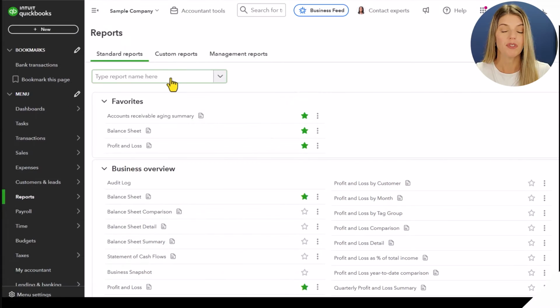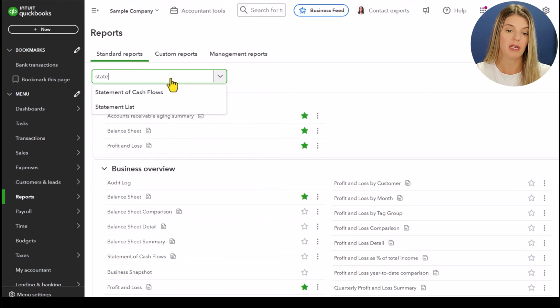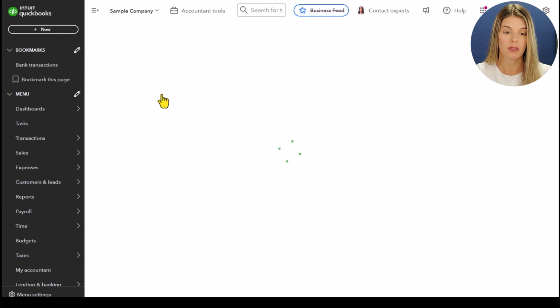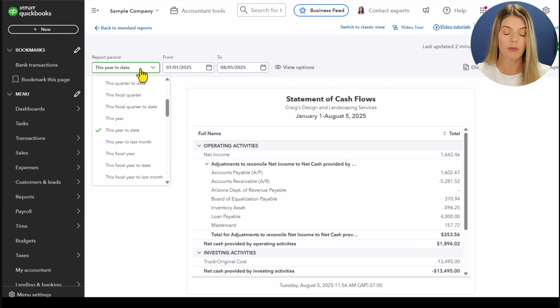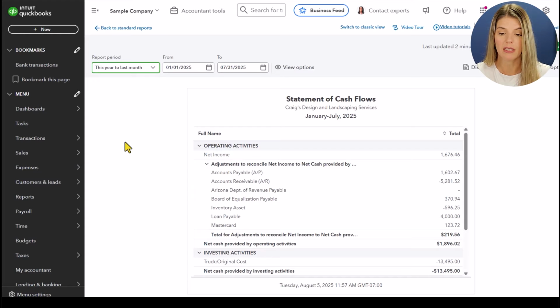So I'm going to show you right now what a statement of cash flows looks like using the sample company in QuickBooks Online. Let's go ahead and hop in. Okay, here we are in the report section of the sample company. Let's find the statement of cash flows. I'm just going to type that in here. I'm going to run this based on a report period. The statement of cash flows is always going to be run on a historical period, so I'm going to use this year to last month, just so we can have a nice clean ending to our statement of cash flows here. And here is the report.